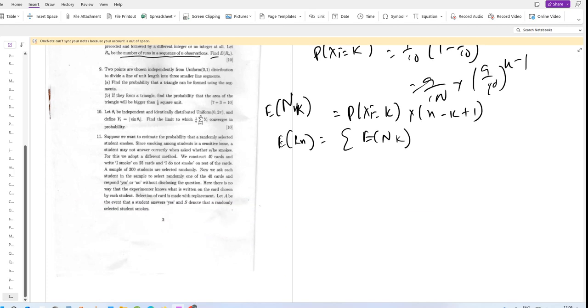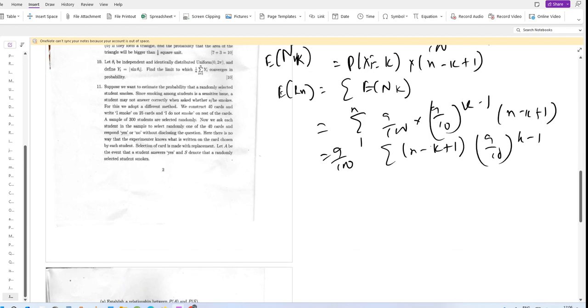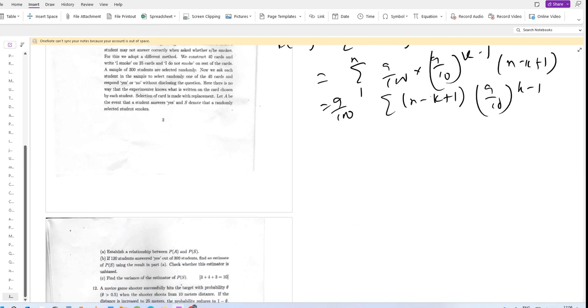So E of Rn is the summation for k equal to 1 to n of 9 by 100, 9 by 10 whole to the power k minus 1, n minus k plus 1. So E of Rn is 9 by 100 times the summation of this, n minus k plus 1, 9 by 10 whole to the power k minus 1. A little bit of calculation you have to do here.